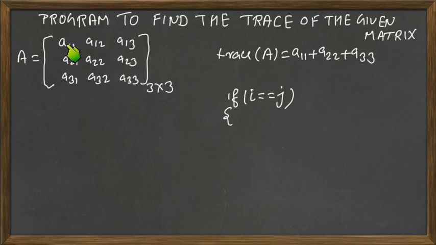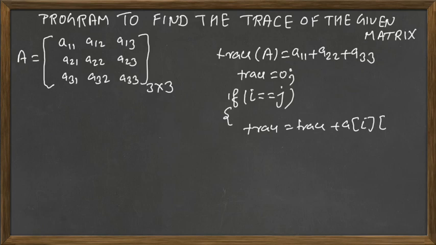Initially, they will be added to some variable which we would have initialized to 0. Say this variable will be trace equal to 0. So it will be trace equal to trace plus A, and in 2-dimensional form it will be this one. So this will be the logic of the program.